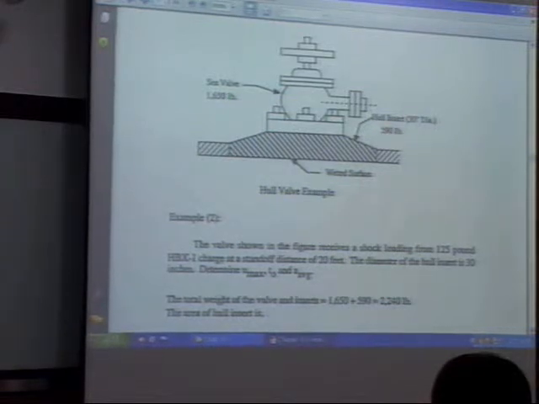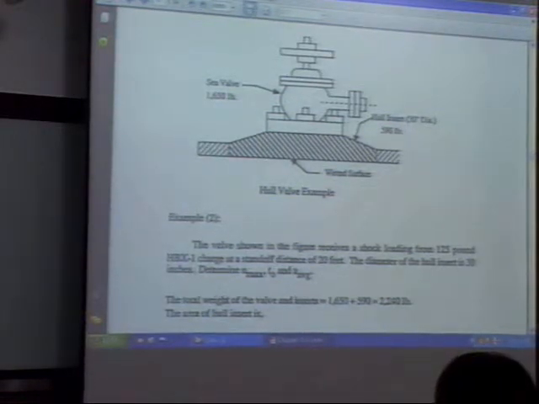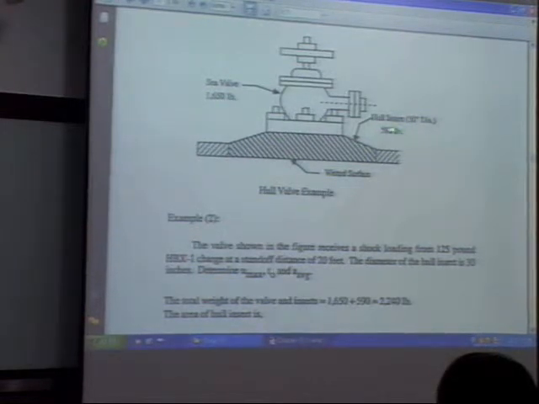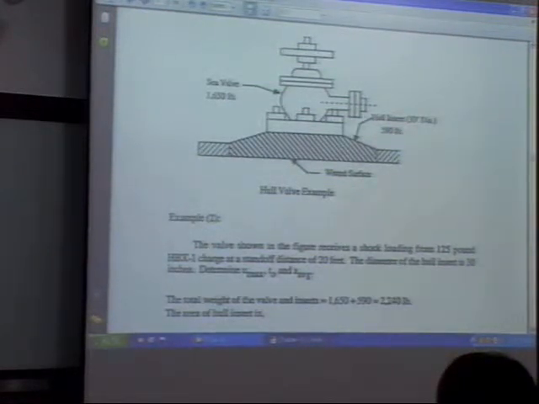590 plus 1650. Oh no, I'm sorry, this is a pound, right? You divide it by 32.2, right? Then you get the mass times acceleration, then you can get the inertial force, which is equivalent static loading. Then you can design for the weld moment. Okay?